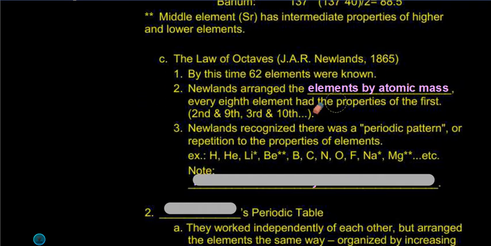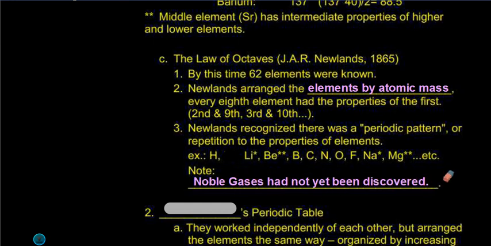Newlands did recognize that there was a periodic pattern or repetition to the properties of elements. I do want to point out a mistake that I have here in my notes. This right here should not be helium. That should not be there. Hydrogen, lithium, beryllium, boron, carbon, nitrogen, oxygen, fluorine, and so on are what should be there. And we did not have helium because the noble gases were not discovered yet. But there was this periodic pattern that hydrogen was kind of by itself, and then lithium would be similar to sodium, and beryllium was similar to magnesium, and so on.